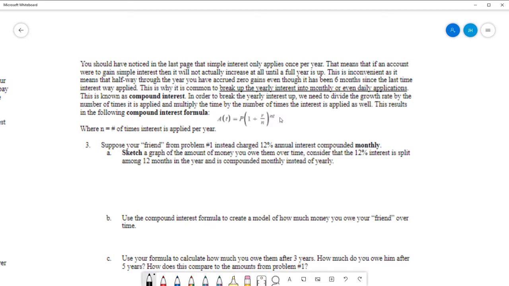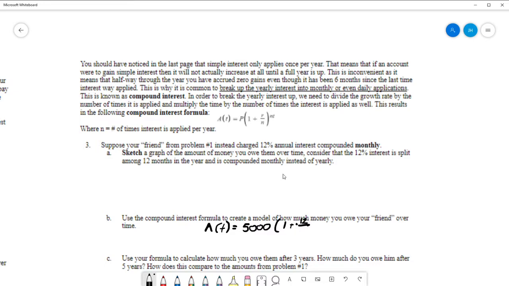So when we start plugging things into this, you'll see that n is 12 if we're dealing with months, and the rate was 12%. So I'm going to start doing part B. Our formula would look like A of t is equal to the principal, which was our initial loan of $5,000, times 1 plus the rate, which was 0.12, because 12%.